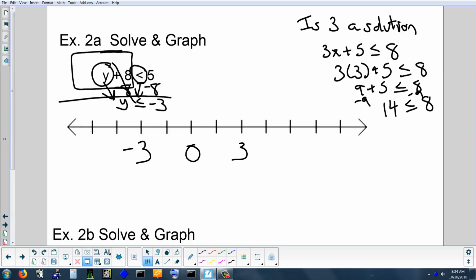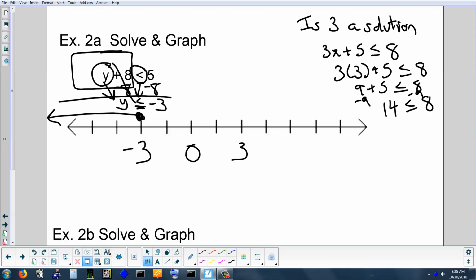So graph it's open and closed circle, right? What am I going to have? Open or closed? Closed. Closed where? At negative 3. What direction? To the left. To the left. There it is. That's it. Done. Again, that's all we're doing.